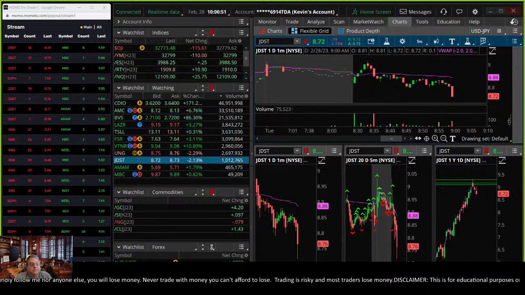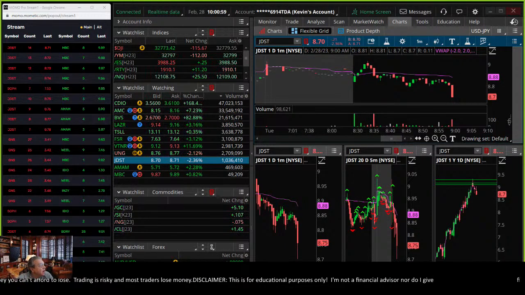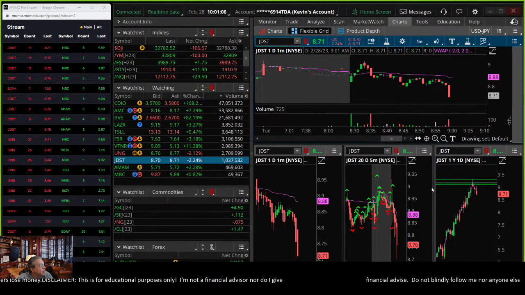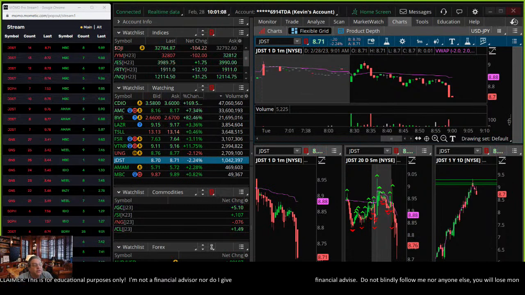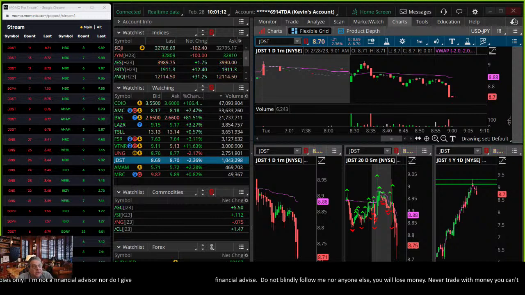JDST. Nothing in JDST. Like to see it come up here on JDST, then work its way up to these other two targets. I don't see anything there yet, but we're going to watch it. We'll keep an eye on JDST.